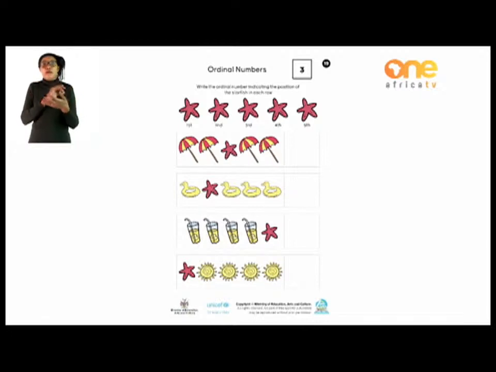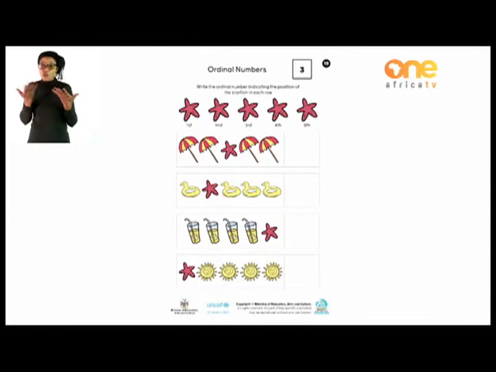We are still busy with our ordinal numbers. But remember, the first one we had to fill in the ordinal names. Now we must fill in the ordinal numbers itself. Write the ordinal number indicating the position of the starfish in each row. So we have to focus on the starfish. We have to see where the starfish is situated or placed in that row.